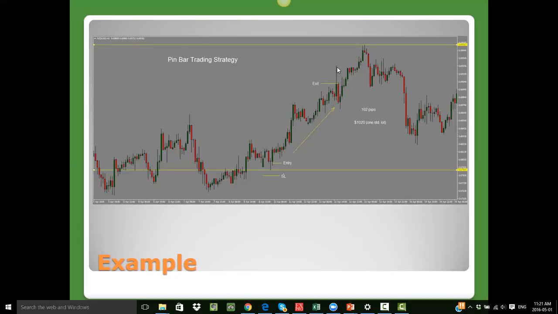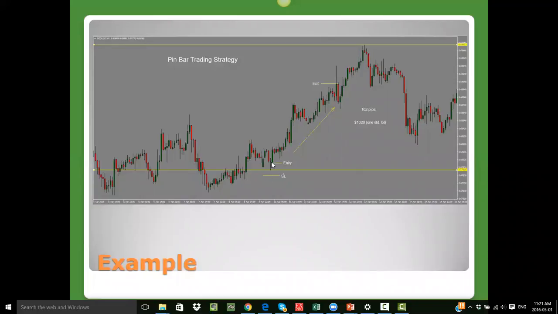So this here shows a big rejection, and as you can see, the price did move down after that. So we would get out after this big rejection. Again, this is a 1 hour chart. I find pin bars work really well on the 1 hour chart. In this case, from entry to exit, we had about 102 pips, or $1,020 in profit if you were trading with one single lot.